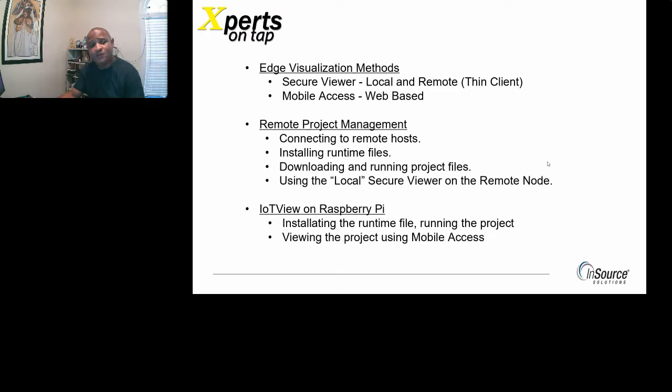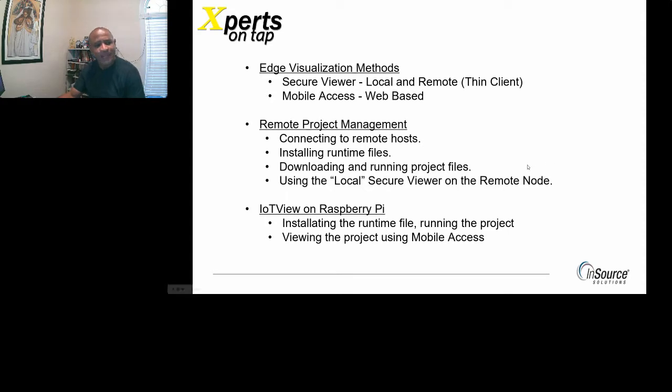Now, Secure Viewer can also run on a remote computer in a thin client mode, where only a subset of the software is actually running on the remote computer. The remote computer then talks back to a data server on the network to get the information. With Secure Viewer running in local mode, all of the project files, everything is running on that local computer. Again, it is standalone. With mobile access, the difference being it is the same application running in a web-based capacity, meaning it's running in a browser, an HTML5 browser. The actual data is coming from a server on the network.